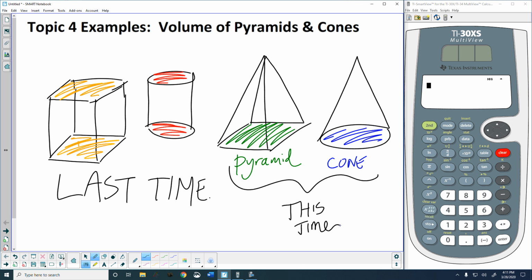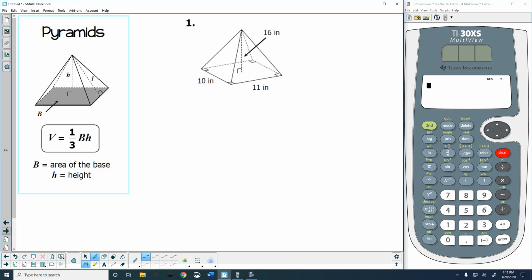All right, so here is our first pyramid. This pyramid has a rectangular base, and its rectangular base has dimensions 10 by 11. So the base here is 10 times 11, and we could do that in our calculator, but timesing by 10 is pretty easy. So our base has an area of 110 square inches.